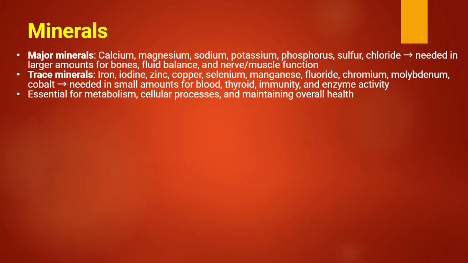Trace minerals are required in much smaller amounts but are equally important. These include iron, copper, iodine, manganese, cobalt, zinc, molybdenum, selenium, fluoride, and chromium. For example, iron is essential for hemoglobin production and oxygen transport, iodine is critical for thyroid hormone synthesis, and zinc supports wound healing and immune function. Even though these are needed in tiny amounts, deficiencies or toxicities can lead to serious health problems.